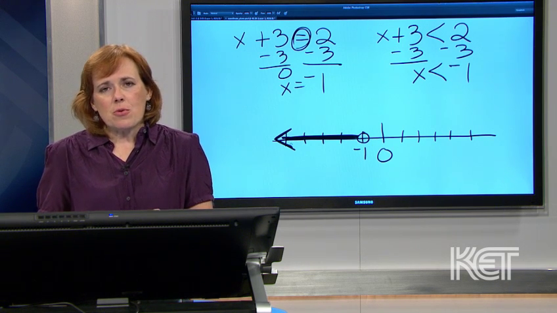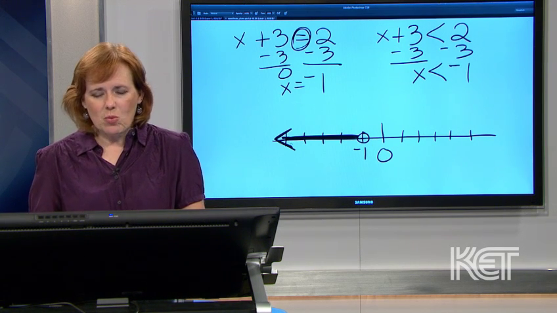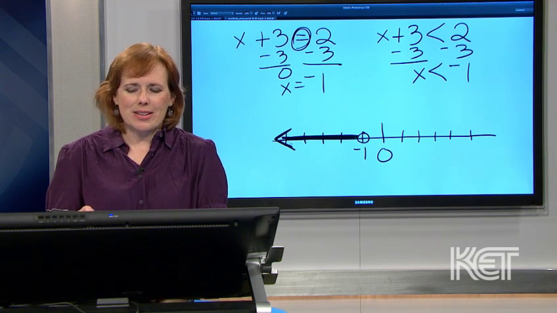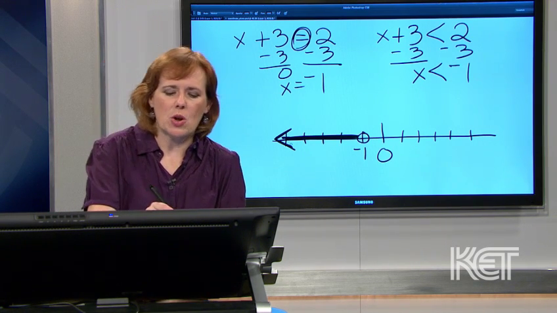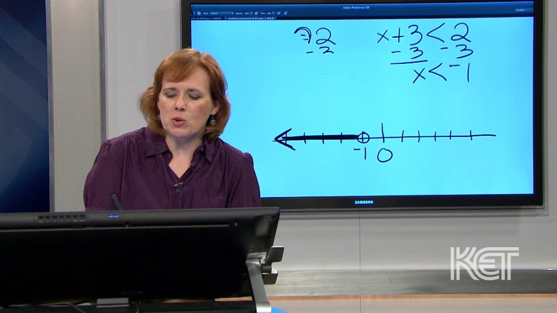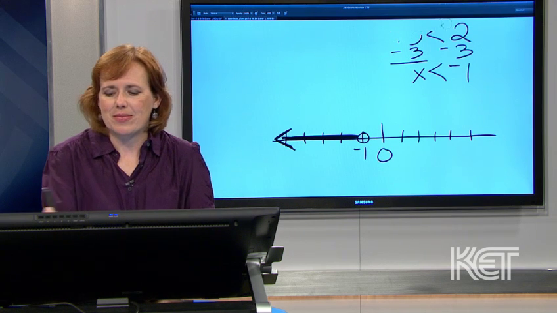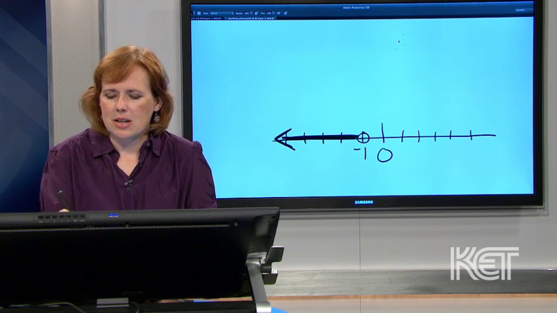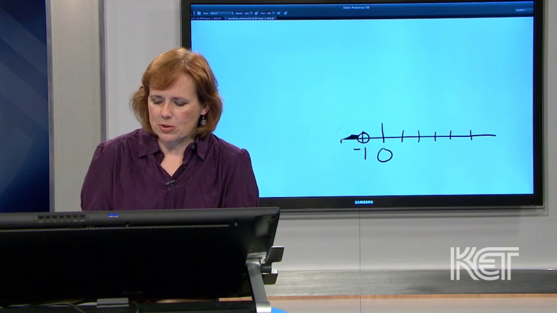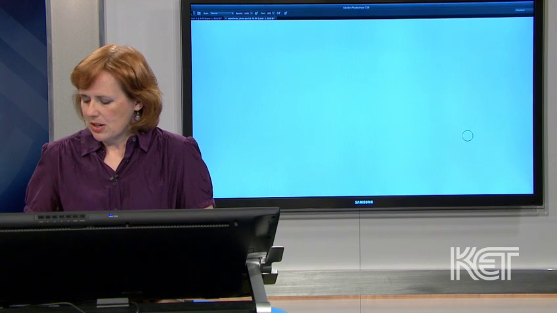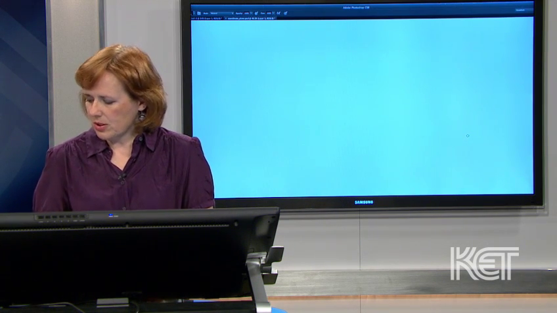Now, the only difference that really comes in when you're solving inequalities, where that's a little bit different from solving an equation, is if you have to multiply or divide by a negative number. When that happens, you are going to have to do a little something to make sure that everything stays balanced. So let me show you what I'm talking about.